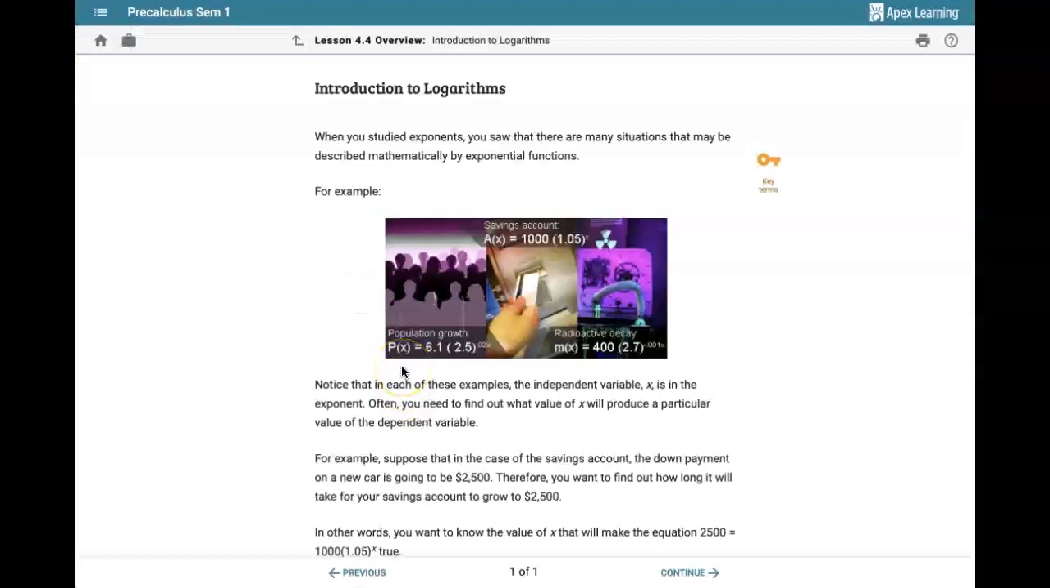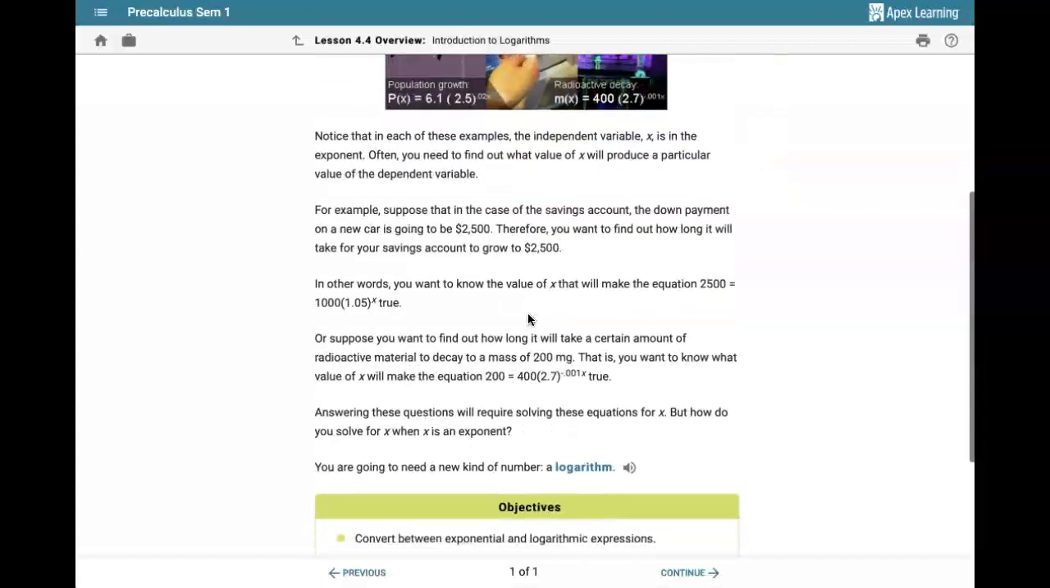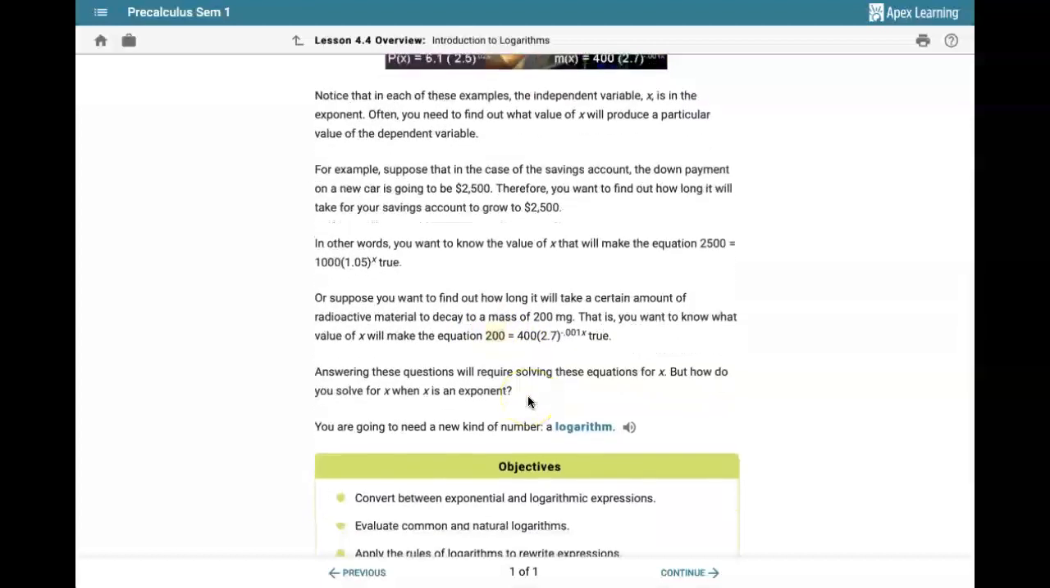Looking at what we've now learned about exponential functions, here are a couple examples: population growth, savings account, radioactive decay. These are examples of exponential growth, and we can write them as an equation. But what we're going to need logs for is to figure out what value of x is going to make this answer 200, or what value of x is going to make this function true. The real question is, how do I undo an exponent when I have x as my value here? We're going to use logs.